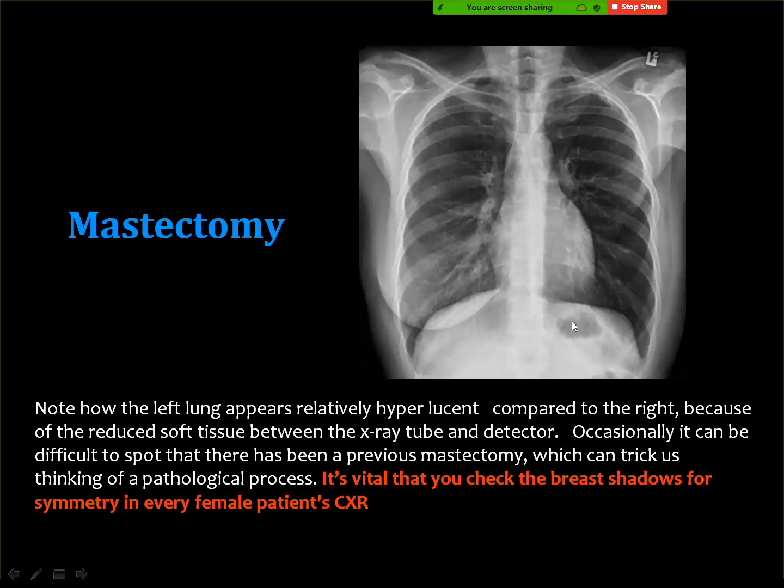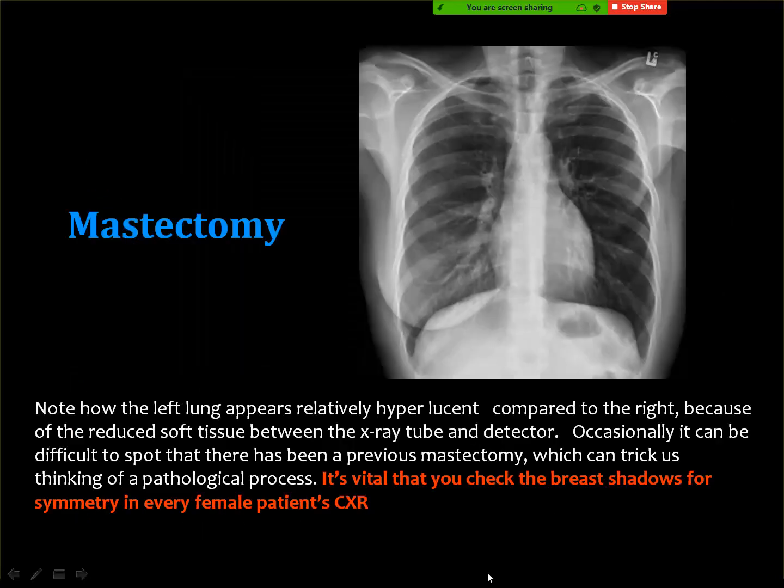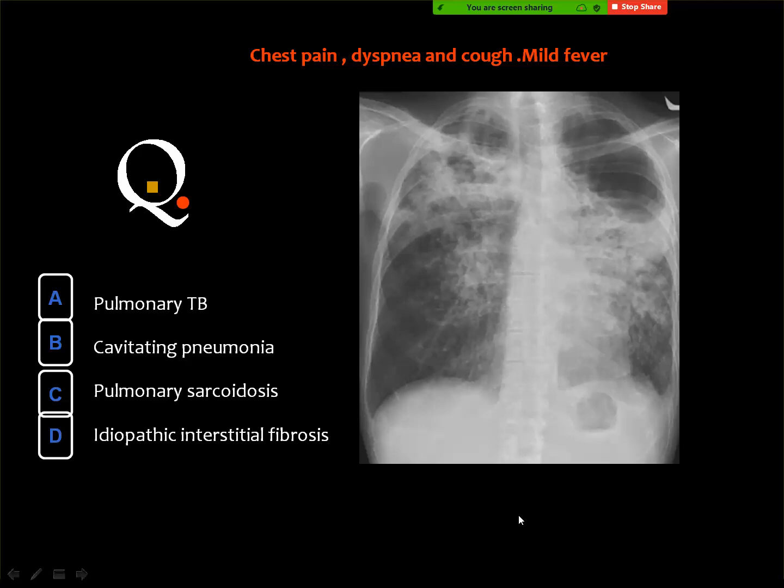And whenever I projected this case before for some of the chest physicians, they said to me, what is the history? I said, the history is in the film. Then the history is in the film, and you know that the absence of the breast shadow is an indication of breast cancer. The next case is a patient with a chest pain, dyspnea, cough, and mild fever.